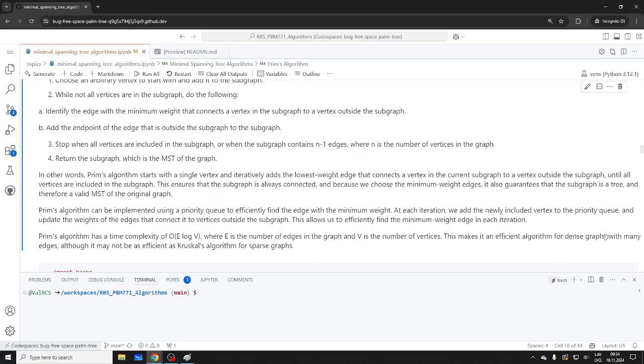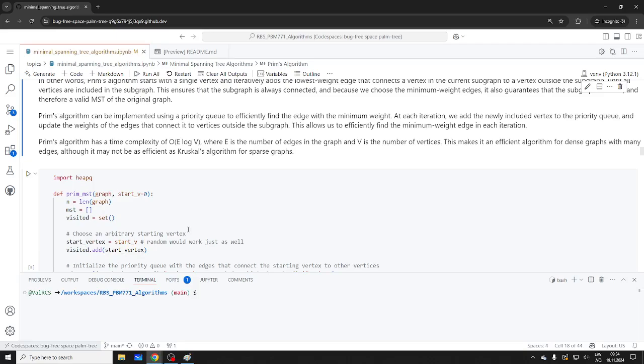So it's actually reversed. With E dense, it's going to be pretty hard to use.